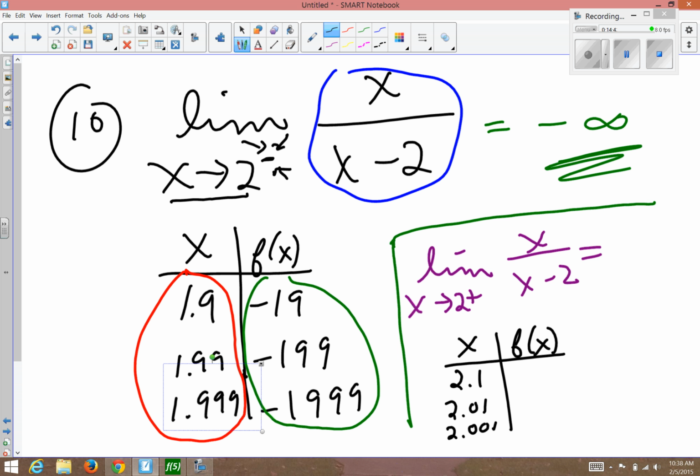So plugging in 2.1 and 2.01 and 2.001 into this, we get 21, 201, 2001, and therefore, if this purple were the question, the answer would be infinity. Because 21, 201, 2001, these numbers are getting closer and closer to infinity. So just by changing this little thing, nothing else, the answers are different.